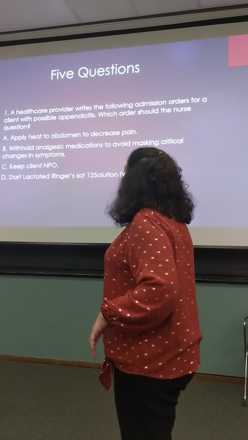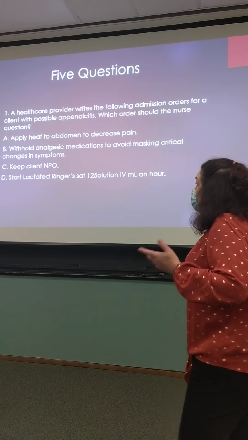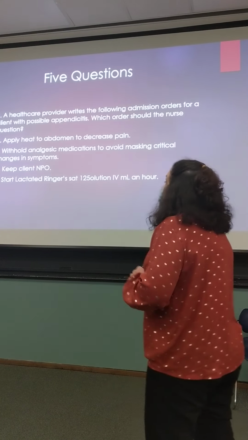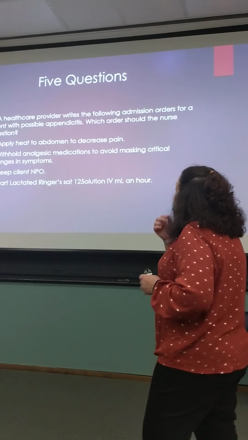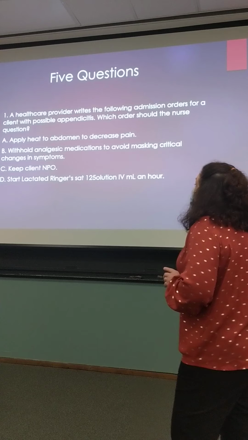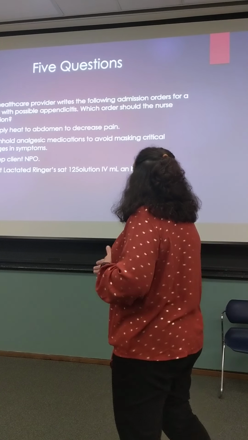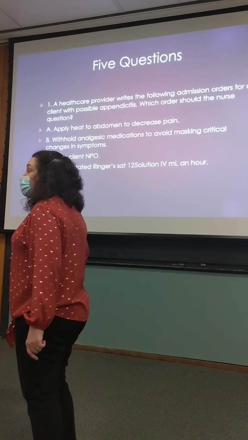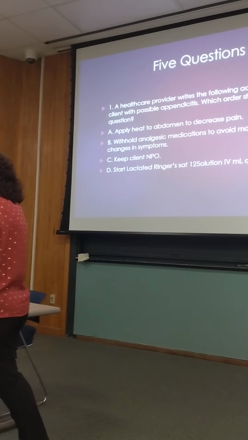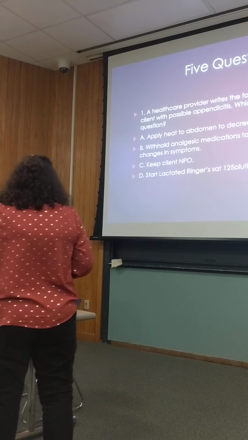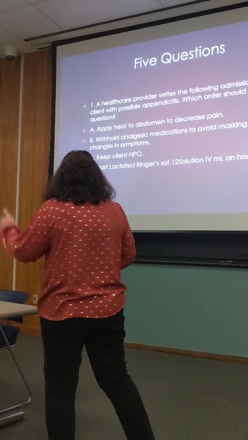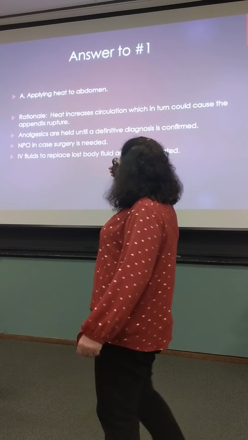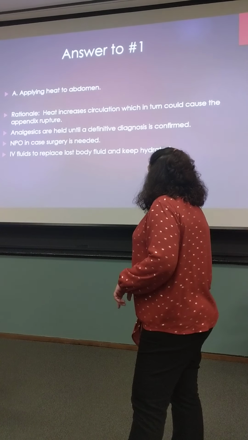So we're going to do a little quiz here. What I did was I used some of my own resources, and we're going to talk about appendicitis first. The question is, a healthcare provider writes the following admission orders for a client with possible appendicitis. Which order should the nurse question? Yes, A. Why do you say A? All right, I like her answer. That's correct. Applying heat to the abdomen, because it increases the circulation, okay?